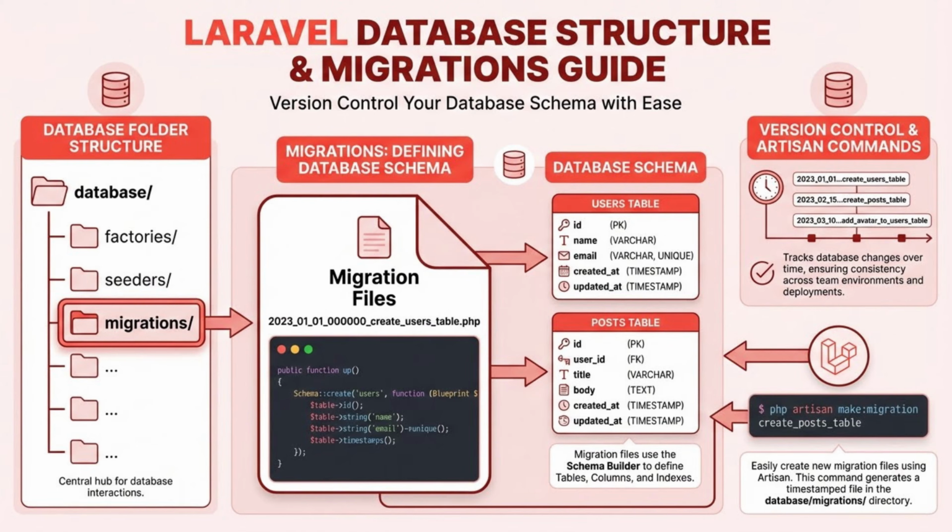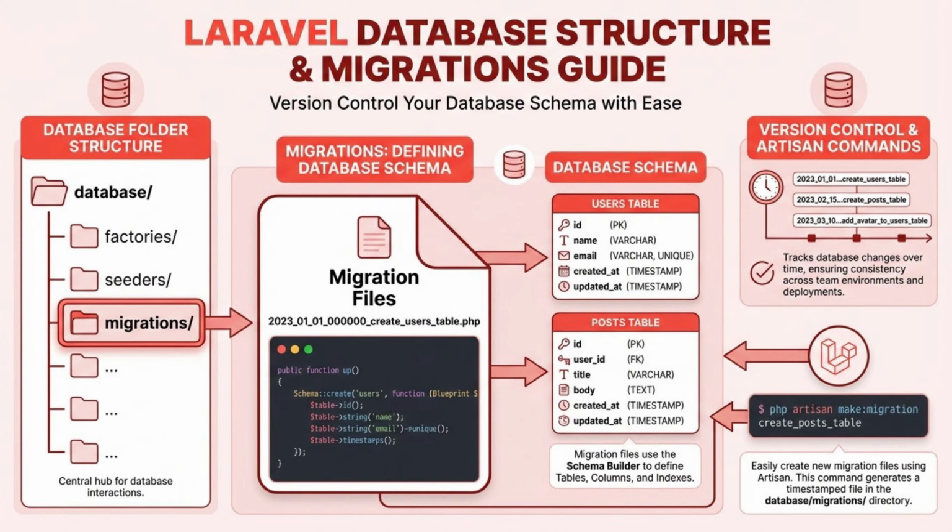Instead of manually creating tables in your database, you define them in migration files, and Laravel automatically builds the schema for you. A typical migration file contains an up method, which describes what the table should look like, for example, creating a users table with fields like ID, name, email, and timestamps, and a down method, which tells Laravel how to reverse those changes if needed.